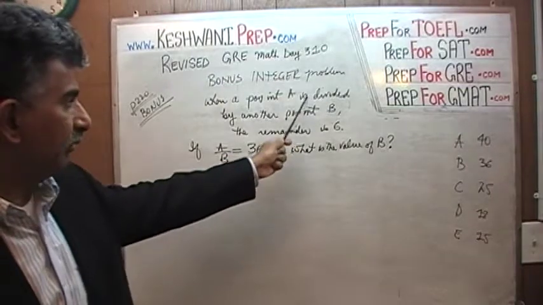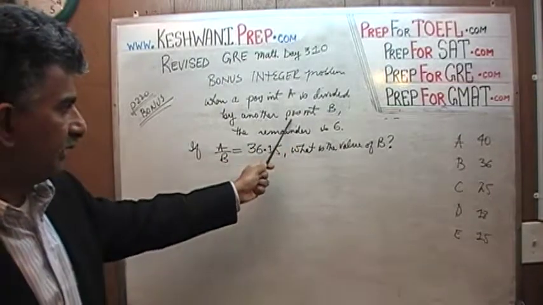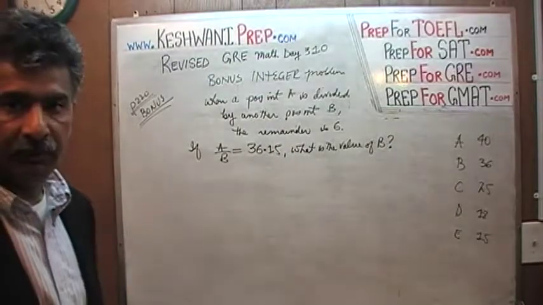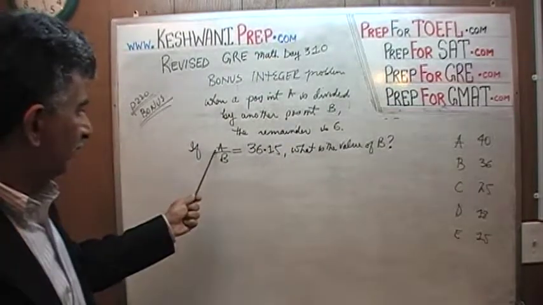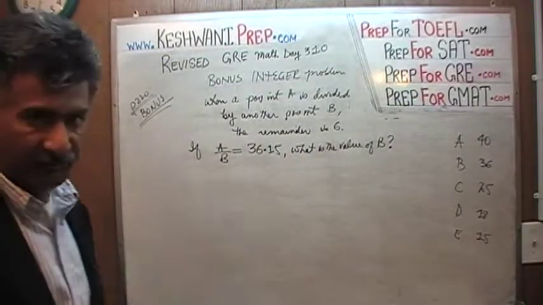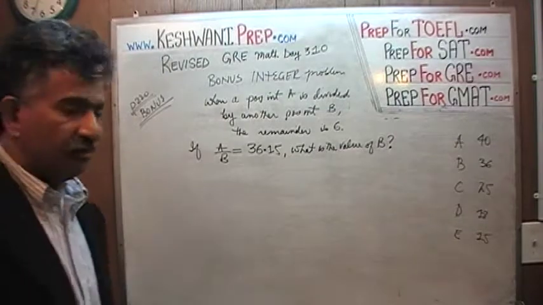One more time, the question says, if a positive integer a is divided by another positive integer b, they are both positive integers, we are told in that case the remainder is going to be 6. We are also told that this quantity a divided by b is precisely 36.15, precisely. Question is, what's the value of b?